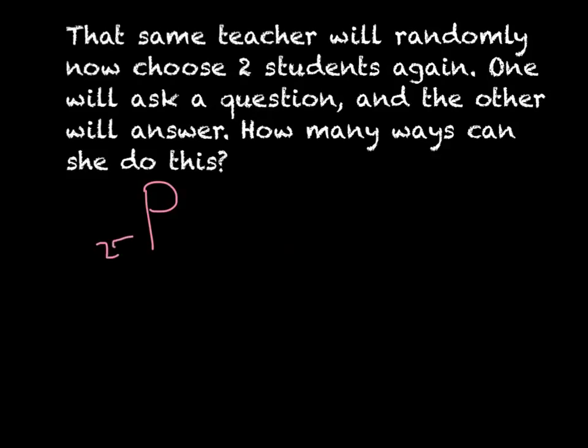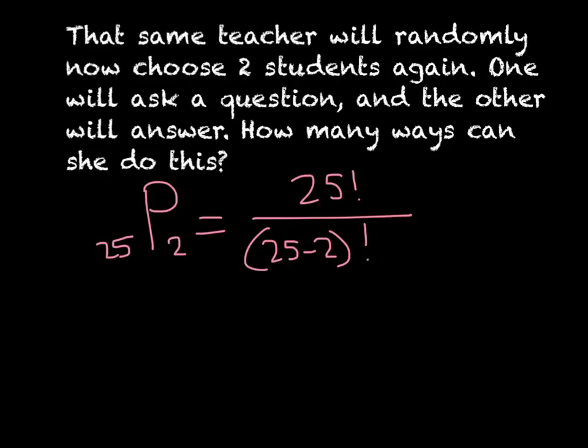So again, we have 25 total people. We're choosing 2. The formula for permutation is 25 factorial over 25 minus 2 factorial. And if we do the math with that, that ends up being 600.